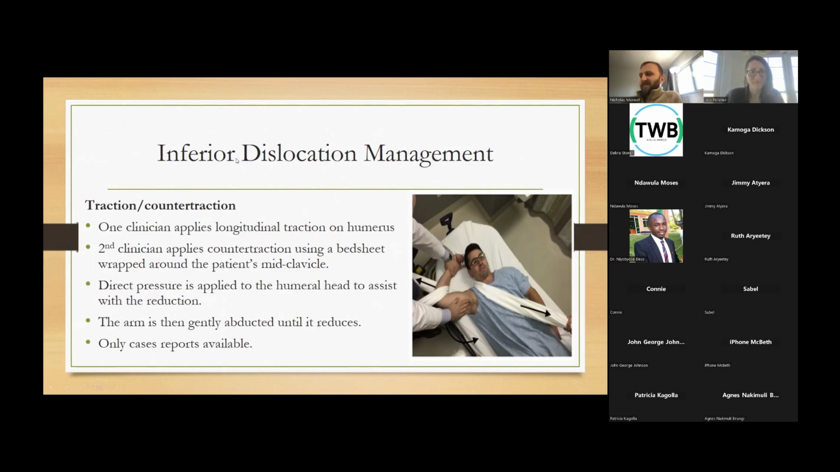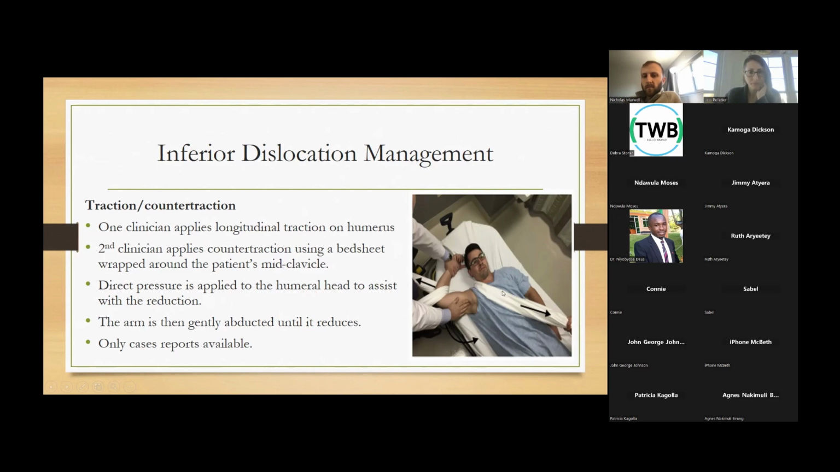I chose this one again, the traction counter-traction, because it's easy to implement. As you can see, you just need sheets applied onto the patient and just pulling and counter-pulling in the opposite direction. So remember, when it's dislocated, the humerus is lying inferior to the glenoid fossa, right? So what you need to do is, first of all, pull it upwards, which is this first arrow pointing up. That's the first force that you apply onto the affected limb. Again, this is the ideal position for the patient.